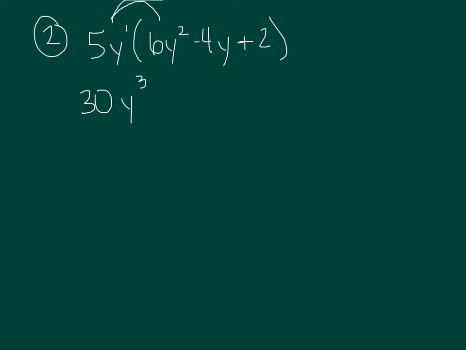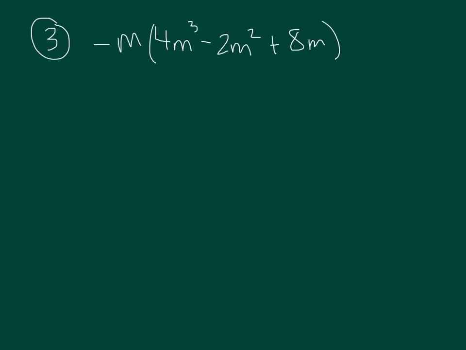Okay, 5y times negative 4y. 5 times negative 4 is negative 20. Y to the first and y to the first makes y to the second. Okay, and then 5y times 2 is 10y. All right, you look at the end. Can I combine like terms? No, so I'm good.